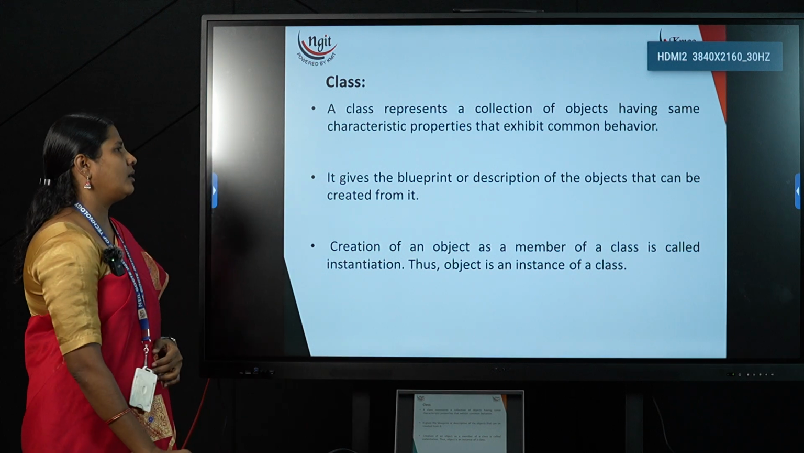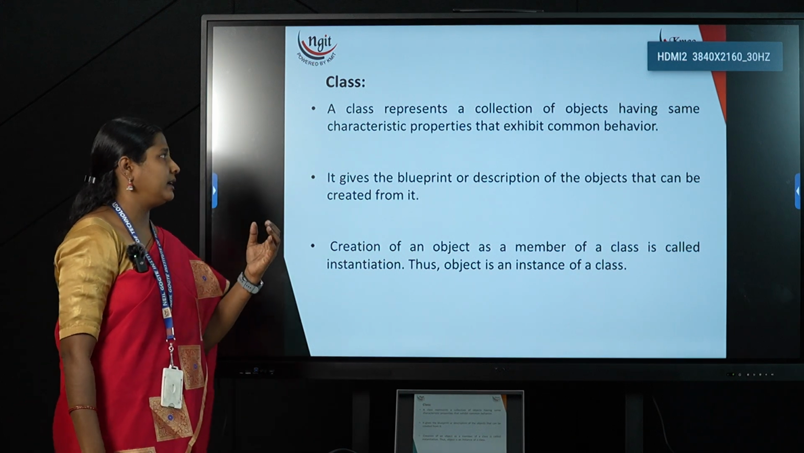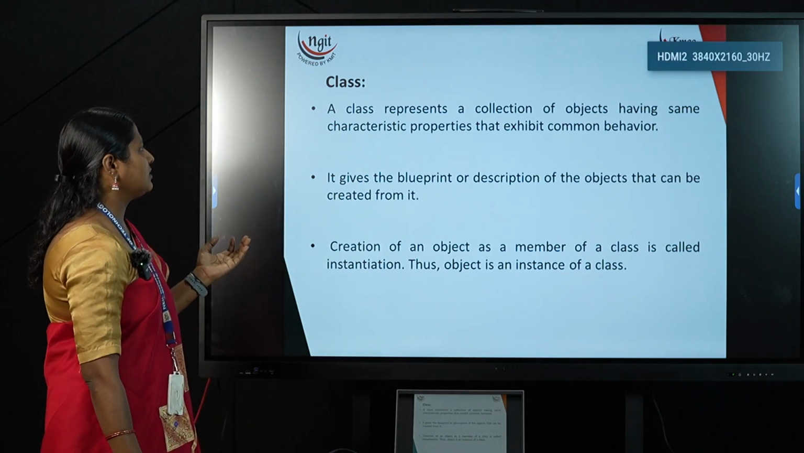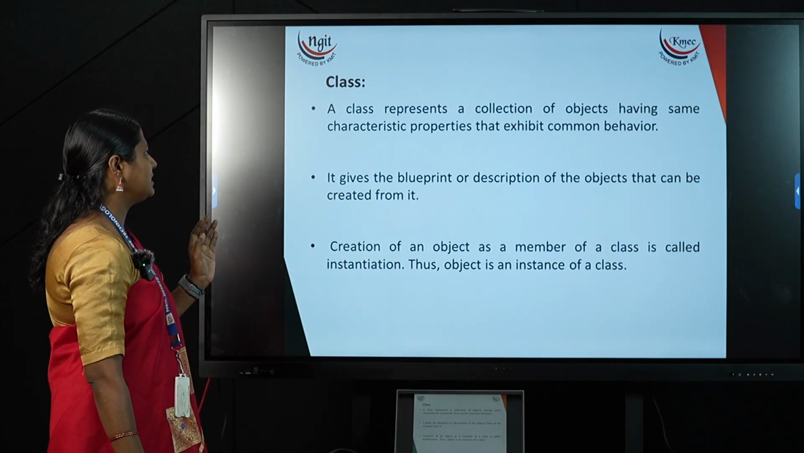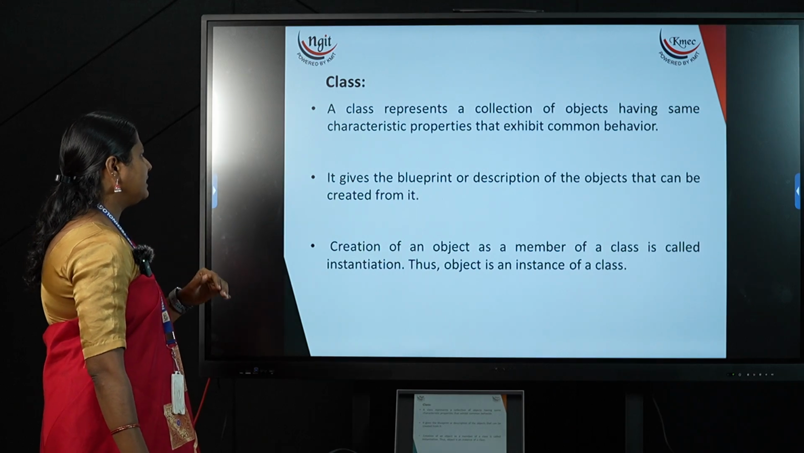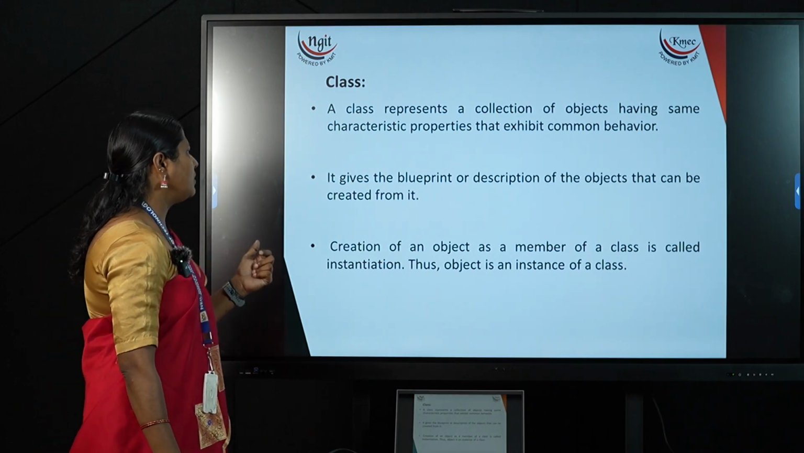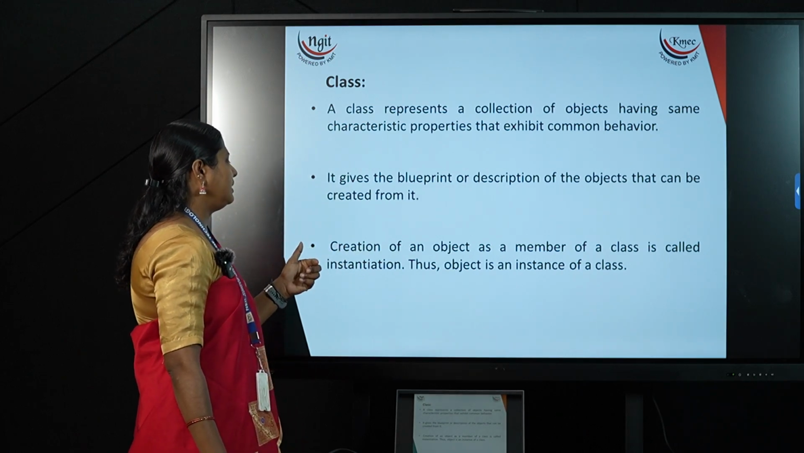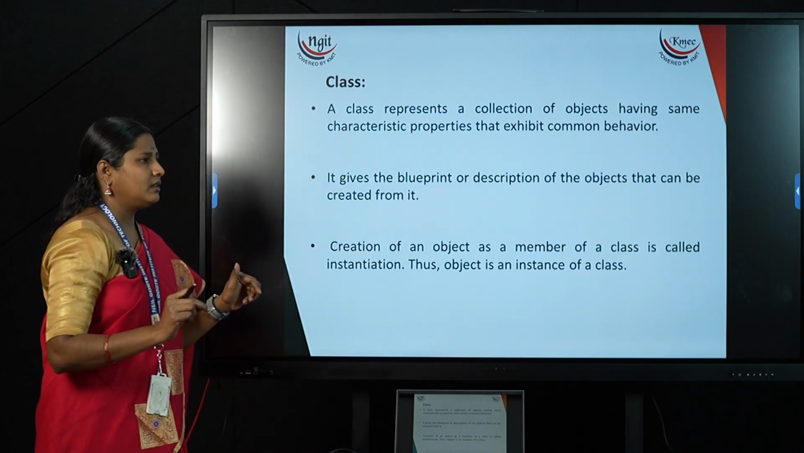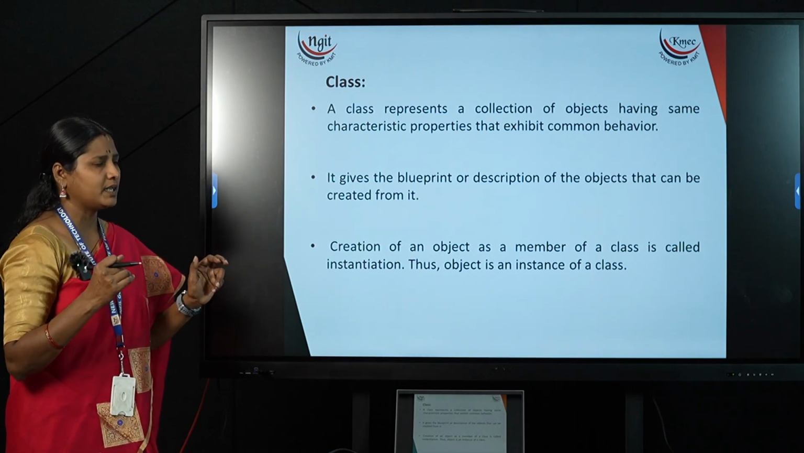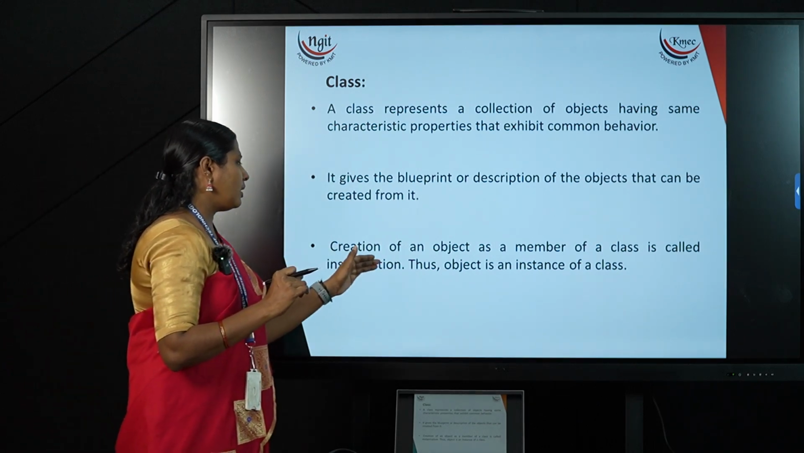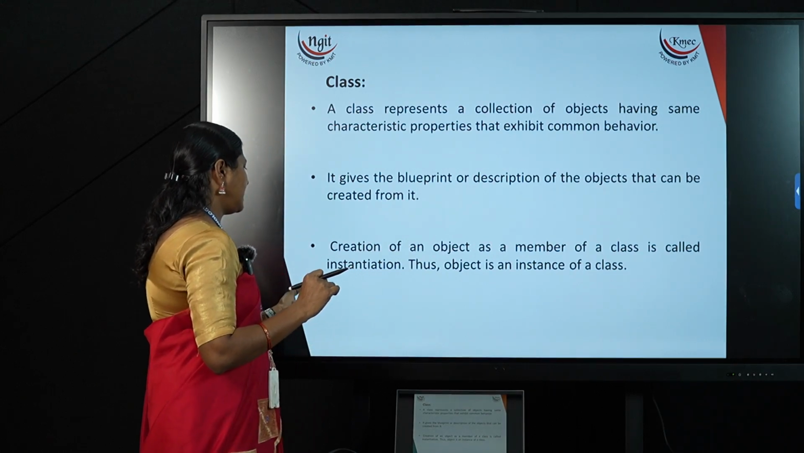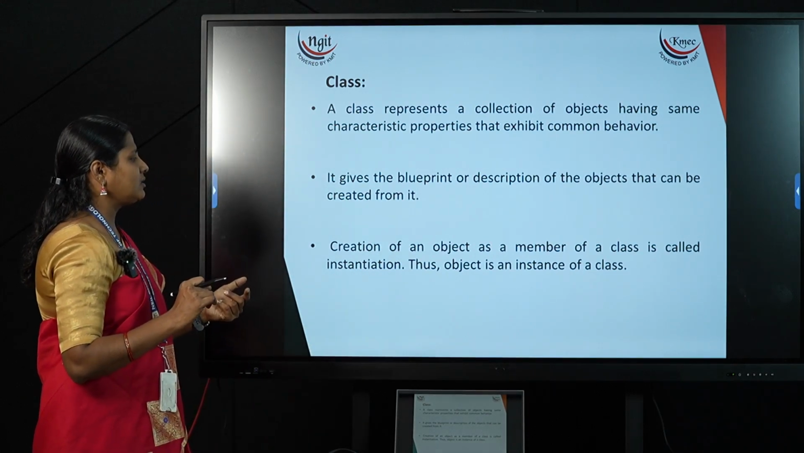So the next element of object-oriented analysis, if you see the next one, is a class. A class represents a collection of objects having the same characteristics and properties that exhibit common behavior. It gives a blueprint or description of the objects that can be created from it. Here the class gives the behavior of the objects that are present. Creation of an object as a member of a class is called instantiation, or an instance. Thus an object is an instance of a class.